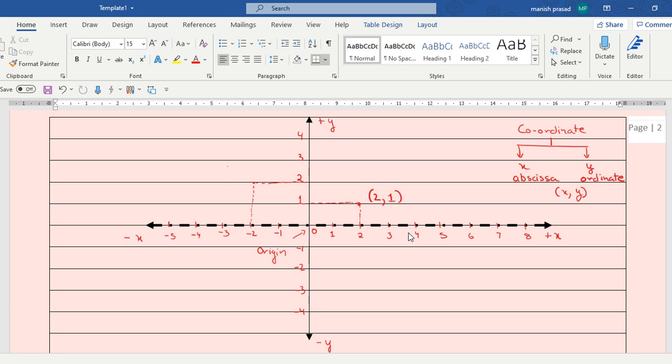What is the value of x, guys? A negative 2. And the value of y is what? A positive 2. If we take this as the point, you can see that x is a negative 3 and y is a negative 2. So x is a negative 3, y is a negative 2.